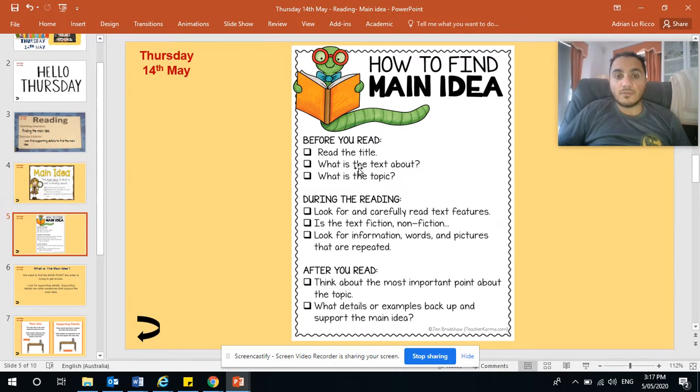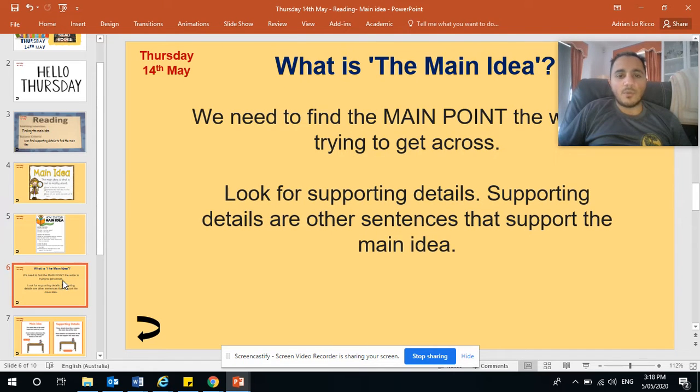So reading the title, what is the topic about? So find out what the topic is. While you're reading, you can think about if it's fiction or if it's non-fiction, important words, repeated words. Okay, and then after you read, you can think, what was that text about? And you can see if you can give some examples as well. We're going to do an example together in just a moment.